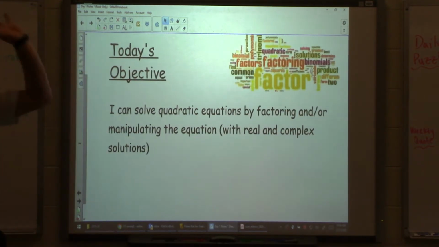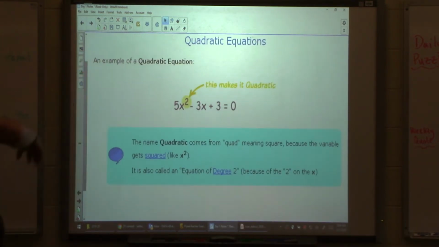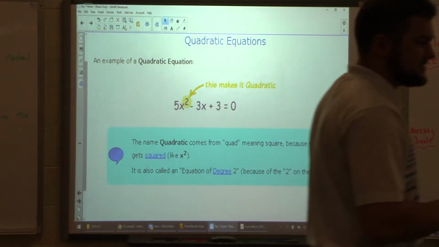Alright. We're going to solve equations today 2 different ways, by factoring or by manipulating equations. Those are 2 ways we're going to do it. We're going to talk about a few other things as well. So what's a quadratic equation? A quadratic equation is an equation of degree 2. What that means is our largest exponent there is the second power.